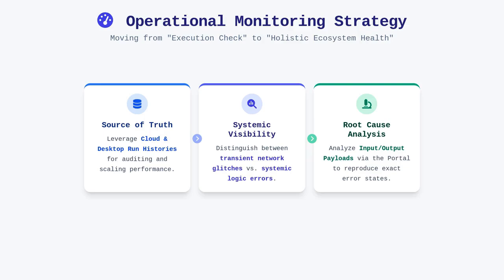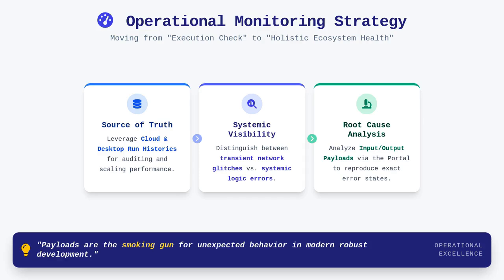If a run fails, the Power Automate portal acts as your diagnostic window, offering access to input and output payloads that are often the smoking gun for unexpected behavior. Examining these payloads allows you to reproduce the exact state of an application at the time of an error, which is an essential step in modern robust software development.